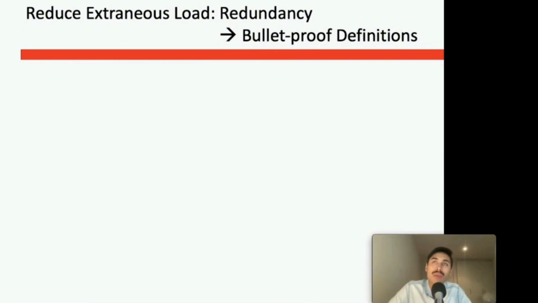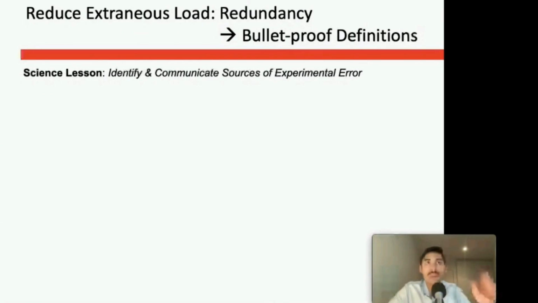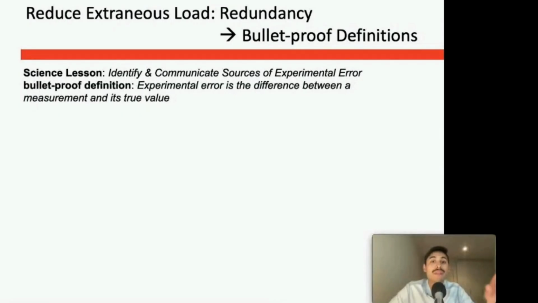I'll just let you read this, but the essential idea of a bulletproof definition is, when you're teaching a lesson, it's a great place to start to think, what is it that I want students to take away from this? And from that, devise a really clear and concise sentence that describes exactly what you'd like them to know. So, for example, in a science lesson that's focusing on identifying and communicating sources of experimental error, this might be your bulletproof definition. This might be the thing that you want your students to know by the end of the lesson and to be able to expand upon.